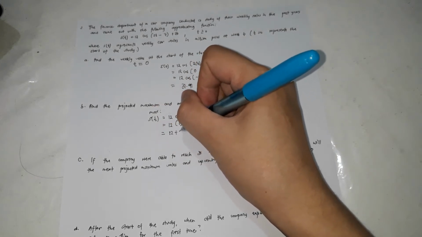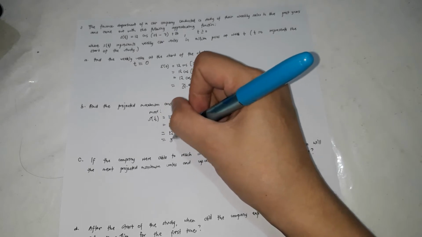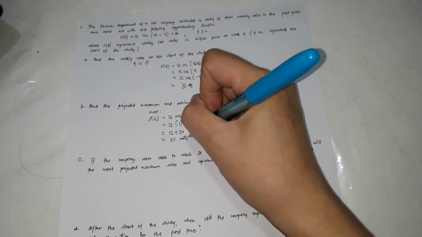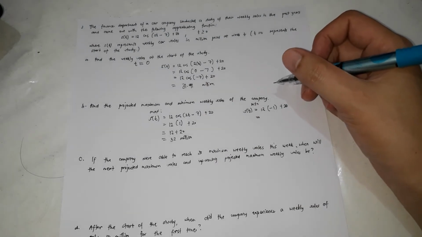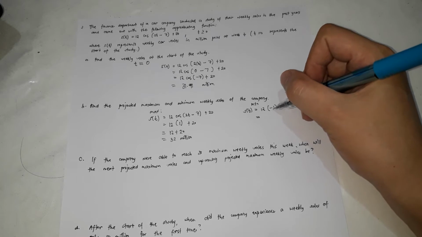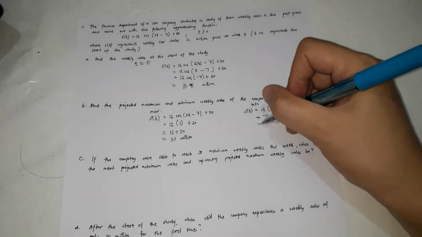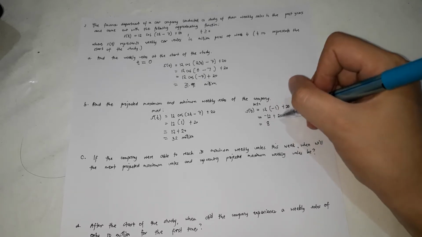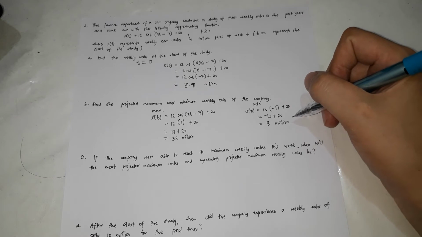The highest sale would be 12 times 1, 12 plus 20, which is 32 million. That's the highest sale. After this, the lowest sale would be 12 times negative 1, that's negative 12 plus 20. This would be 8, so it's just 8 million pesos.